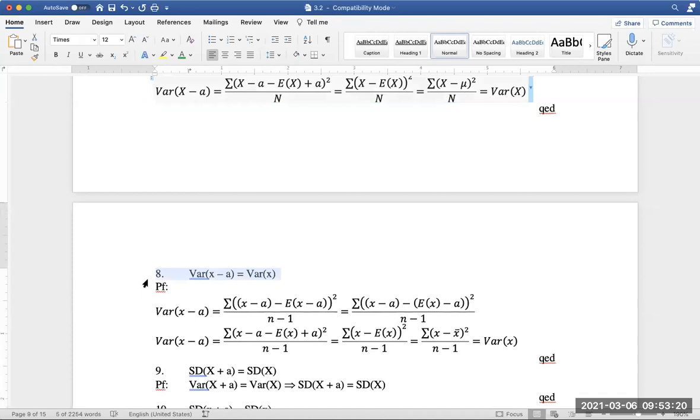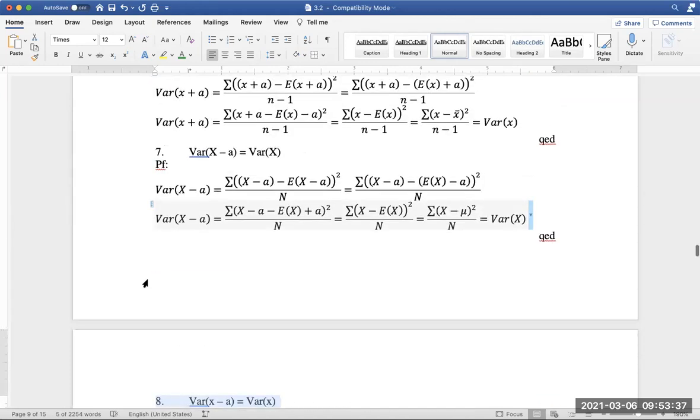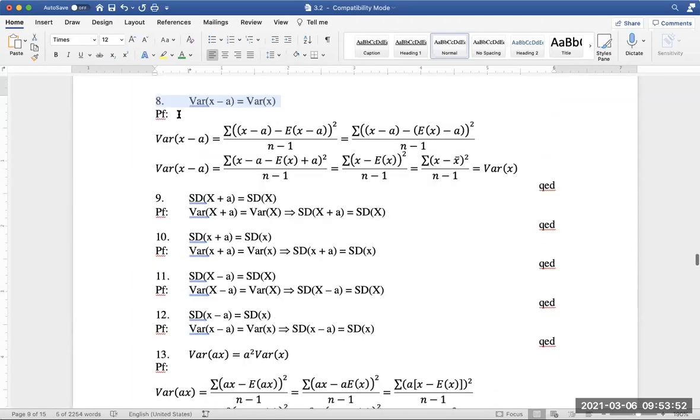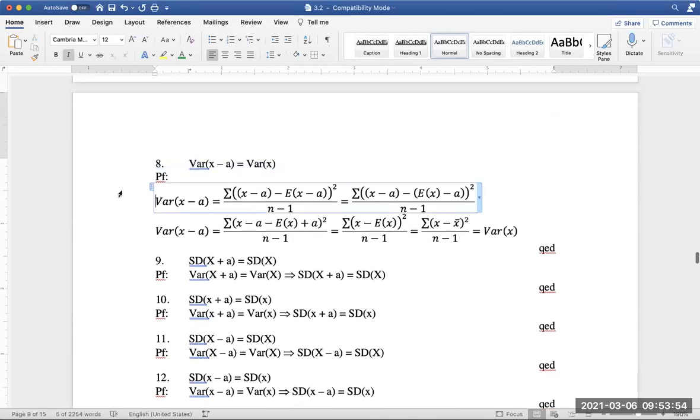And so let me do property 8. In property 8, we have that the variance of x minus a is the variance of x. And we have that this is true for all constants a. Again, just by using property 6 and the fact that subtracting is the same as adding the opposite. Property 8 falls directly from this, but I'll just prove it as if I did not know that.